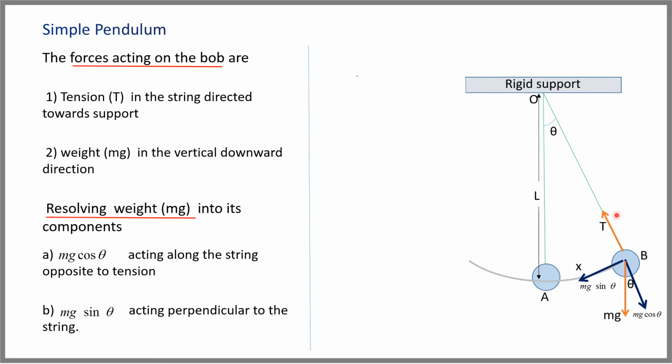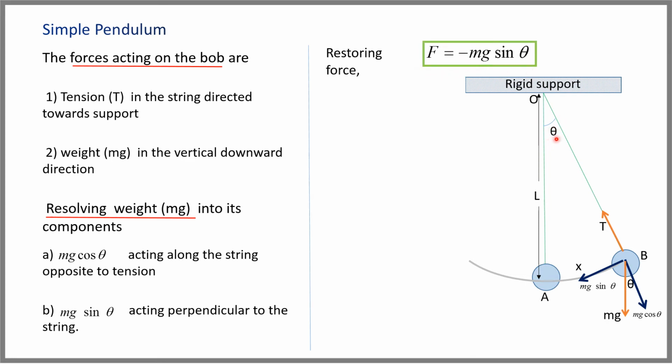Here we consider the tension in the string completely balances the component mg cos theta. The only unbalanced force experienced by the bob is mg sin theta, which takes this bob towards the mean position. So this mg sin theta is a restoring force acting on the bob. So the restoring force acting on the bob we can express as minus mg sin theta.